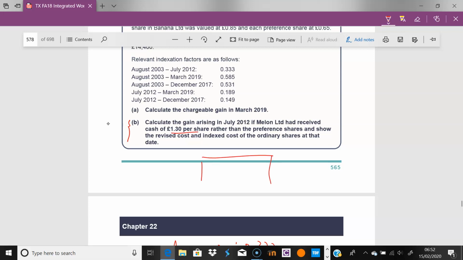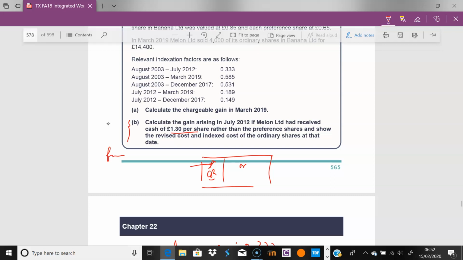If you remember, we had that split where I talked about preference shares and ordinary shares. So instead of preference shares, we have cash. As soon as we have cash, the gain realizes straight away. It tells us that we get £1.30 per share, so these are the proceeds. I'll come back to that. The question is, what is the cost element? And we've already calculated this.